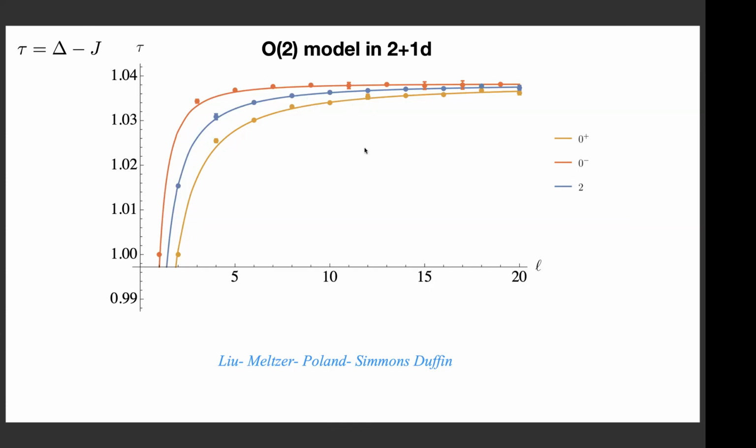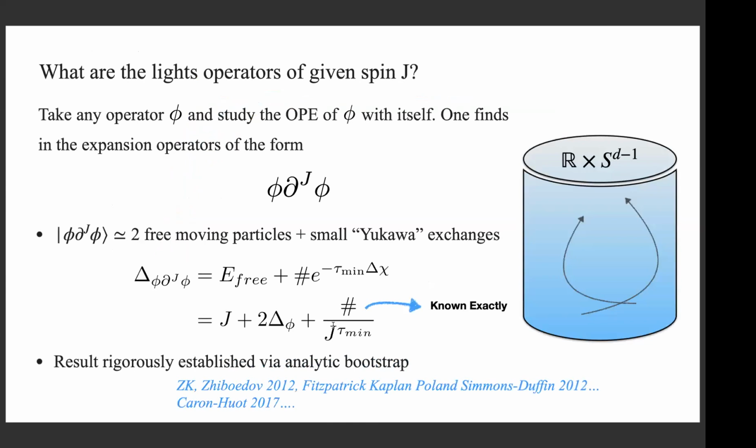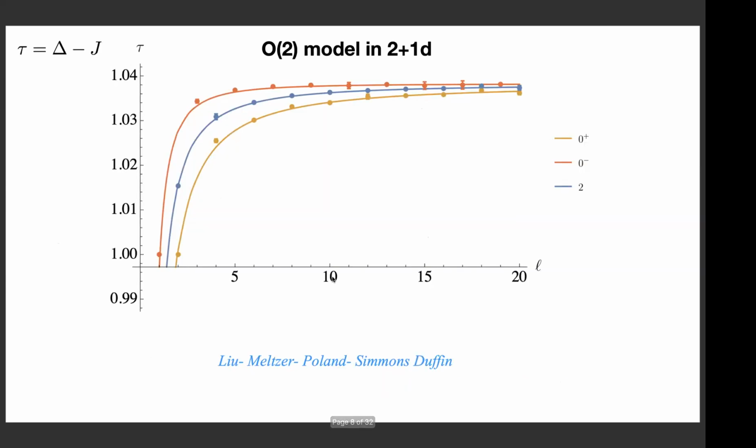So what is L in that graph? Oh, I'm sorry. I just took a graph from Liu, Meltzer, Poland, Simmons-Duffin, and for them L was J. Okay. So this is the ground state at large spin. Truly large spin.